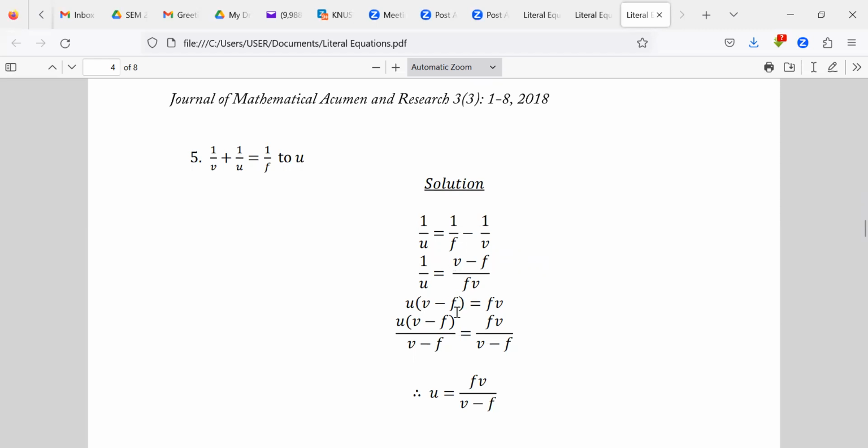At this point, we want to make U the subject. So straight away, pick what we have in the bracket. Then we divide both sides of the equal sign by V minus F, and that takes us to the next step. So V minus F will divide V minus F, and then we get our U. Then on the right-hand side, every expression there will stay. So when we want to make U the subject of this expression, we'll get U being equal to FV all over V minus F.